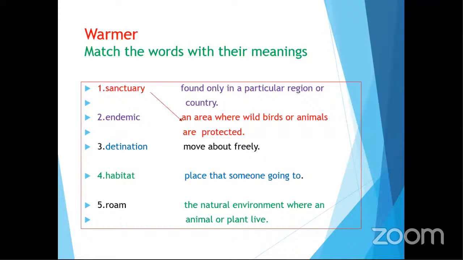We have two sanctuaries, dear students. One at Vilpattu, the other one at Yala. Then you know the meaning. I need not tell this in Sinhala. Then let's look at the next one.